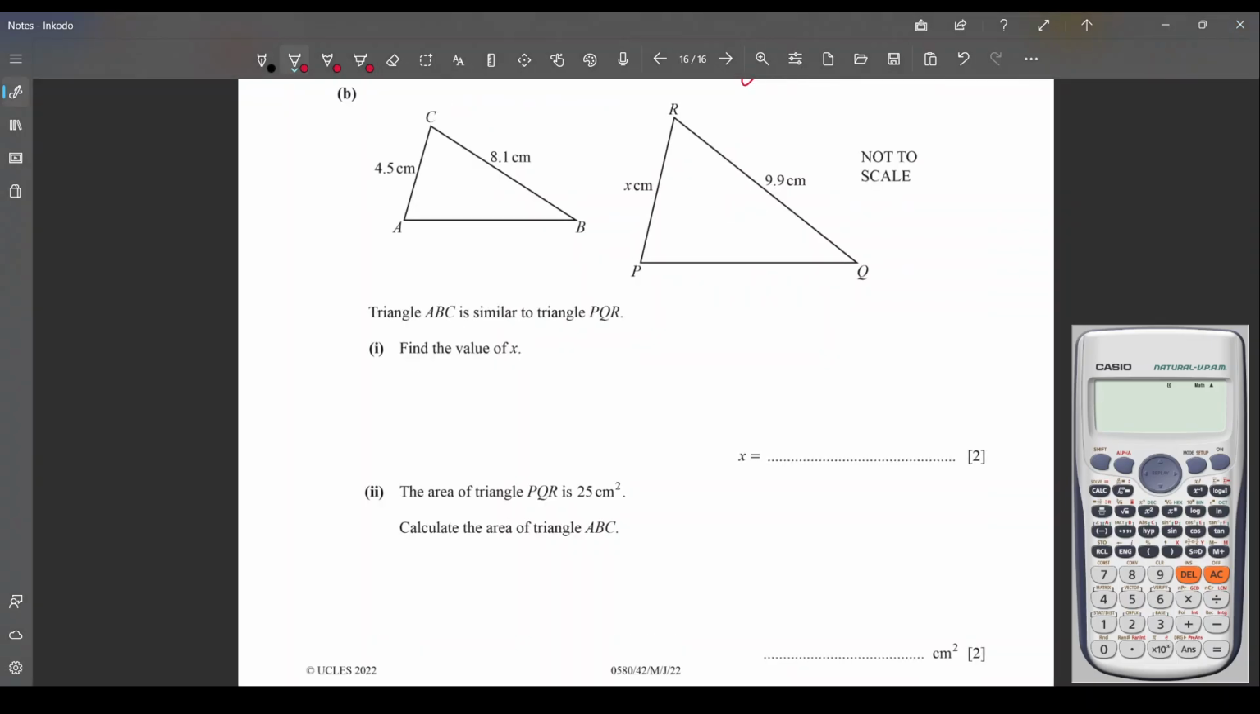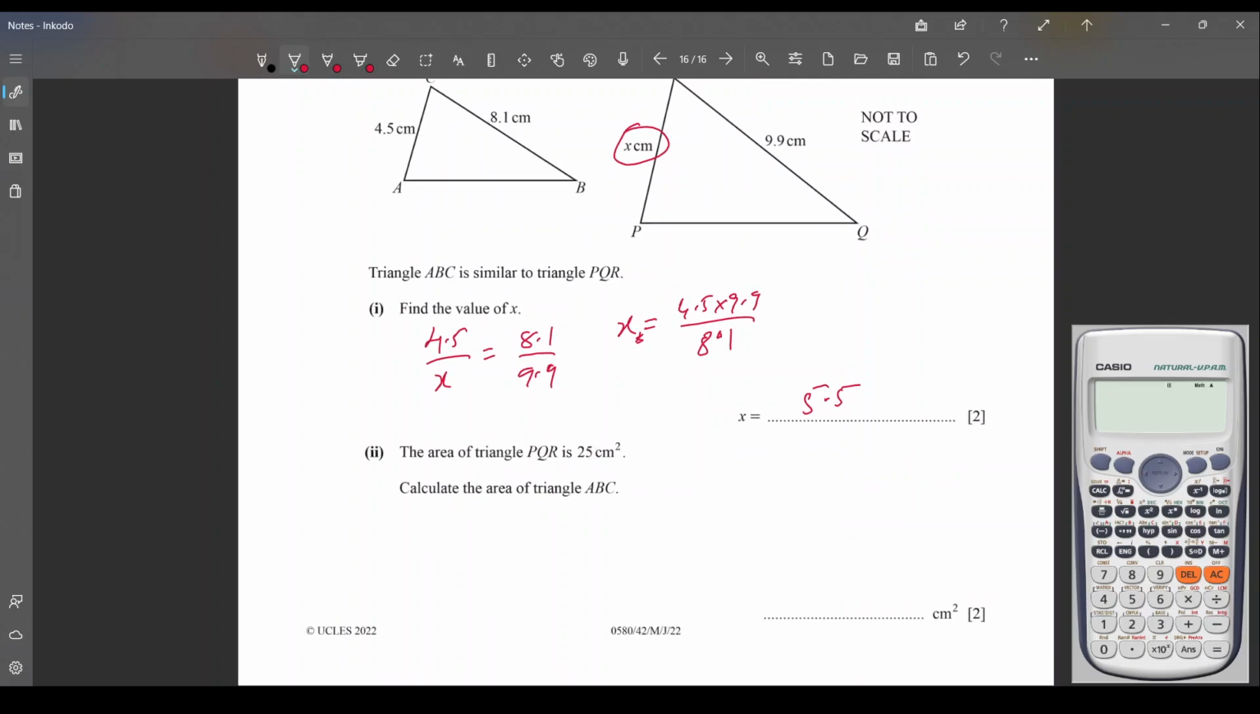In this, two triangles are similar to each other. Find the value of x. We have to find the value of x, so we can use the ratio method. 4.5 divided by x will be equal to 8.1 divided by 9.9. So x will be equal to 4.5 times 9.9 divided by 8.1. If you use your calculator, you'll get the answer 5.5.